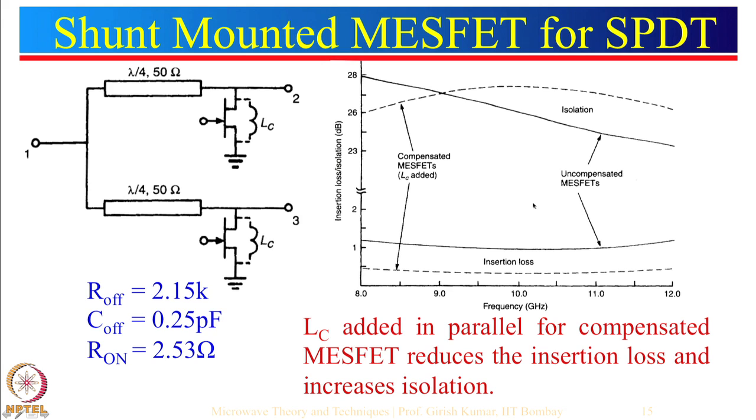Now, instead of using pin diode, one can use MESFET. As I had mentioned earlier, you are familiar with MOSFET. MOSFET is metal oxide semiconductor field effect transistor, whereas MESFET is metal semiconductor field effect transistor. So, instead of using pin diode, you can use MESFET.